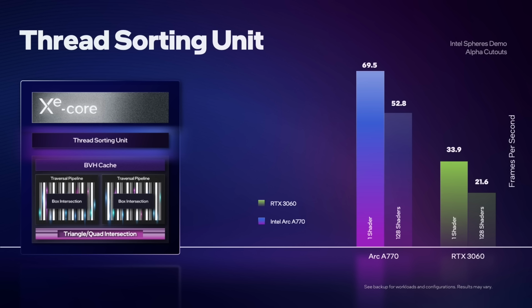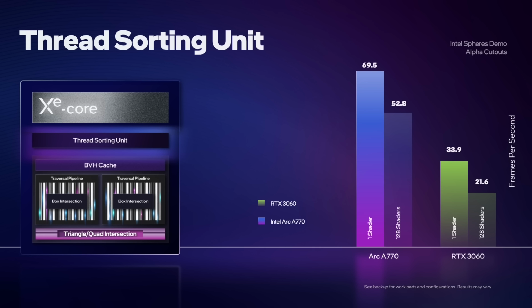Now, if you have 128 different types, which maybe one's shiny, one's bumpy, one's transparent, maybe one is diffracting, all of that kind of difference is different shaders. And when you have 128, our performance goes down to 52.8 frames per second. Okay. And that's bad, but it's not that bad, right? It's 10 frames per second out of 60. And this is as good as it is because of our thread sorting unit.